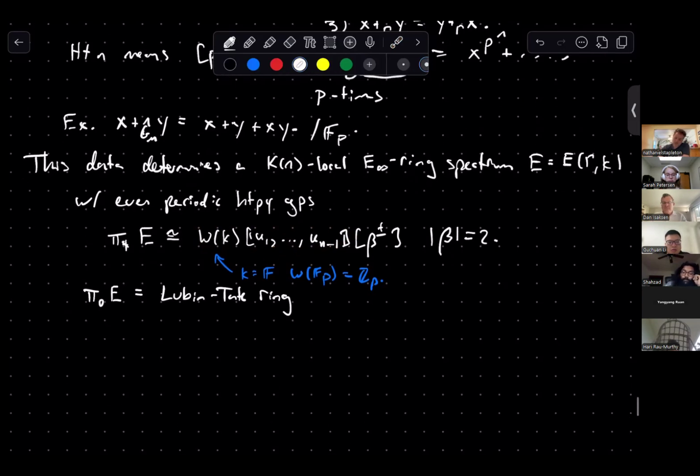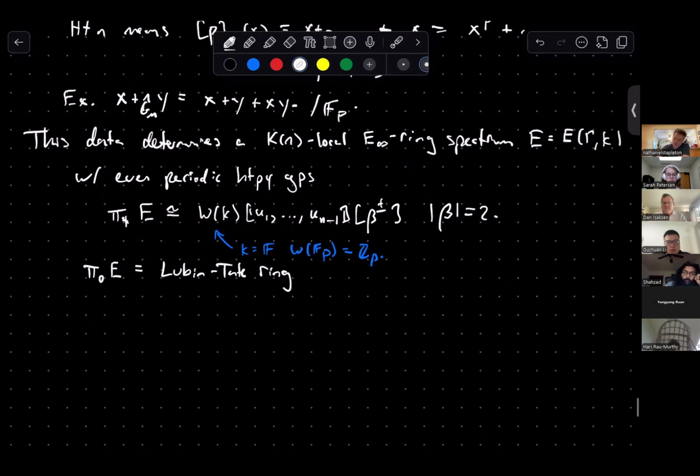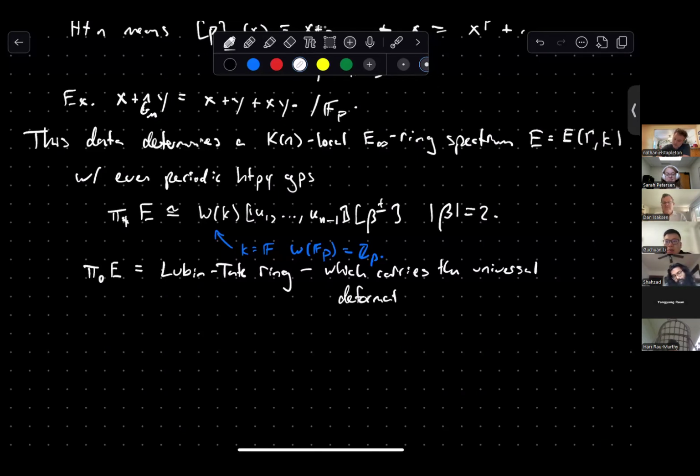And this Lubin-Tate ring is the thing, so here's just some words, which carries the universal deformation of this fixed gamma over K. That's a little k. And all of this together is kind of a big theorem.